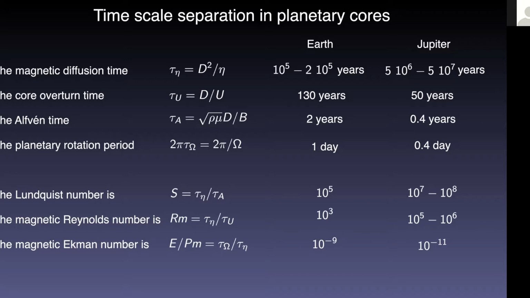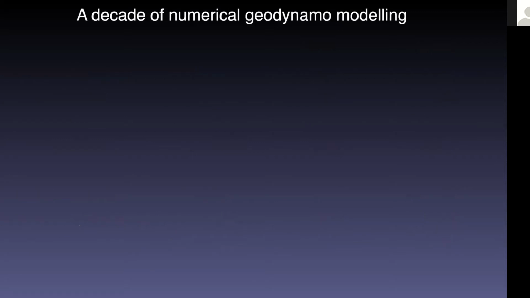You can compute three dimensionless numbers from those four timescales that basically inform you on the magnitude of this timescale separation. The important ones are the magnetic Reynolds number, the ratio of the diffusion time to the overturn time, which reaches about 1,000 in the models, while it's at least 10^5 to 10^6 in Jupiter, and about right for the Earth. The Lundquist number characterizes the ratio of the diffusion time to the Alfvén time, and the magnetic Ekman number is the same thing with the rotational time. And you can see that the values are quite extreme.